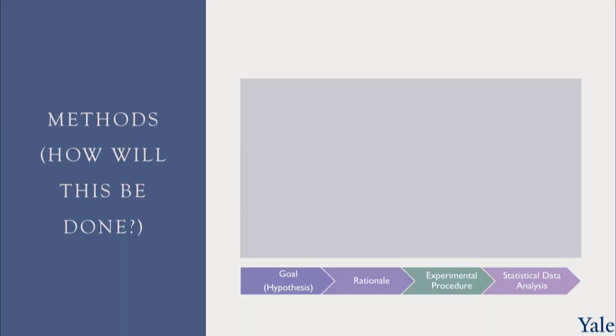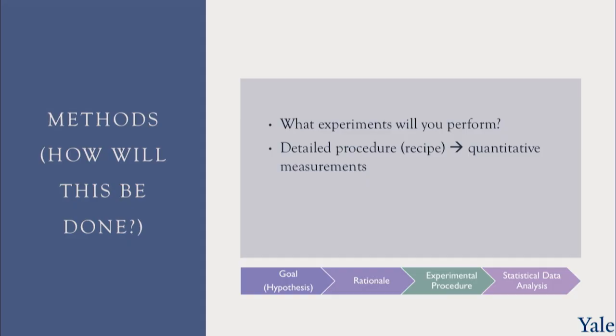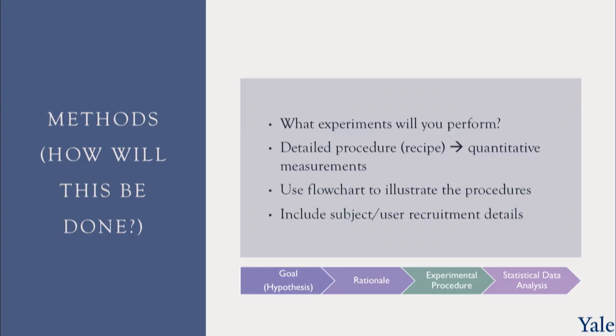The next step is the methods. How will this be done? And so this is what experiments will you perform. This is a detailed procedure. It's a recipe of the experimental procedure that leads to a set of quantitative measurements. You may use a flowchart to illustrate the procedure. And this will include, of course, the subject, the user recruitment details. This will give you the full specification so that if you hand it to somebody, they can follow the instructions and generate a set of measurements for you. This is the recipe. This is how you cook the food. This is how the procedure will happen.